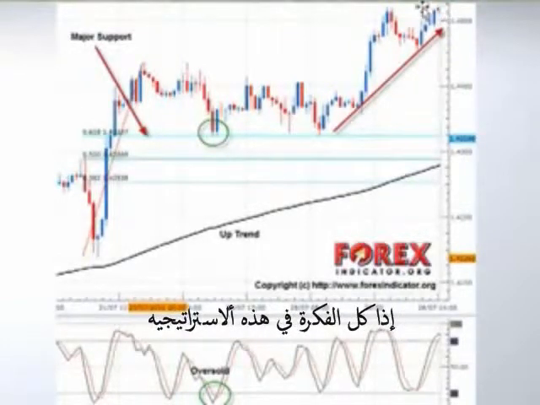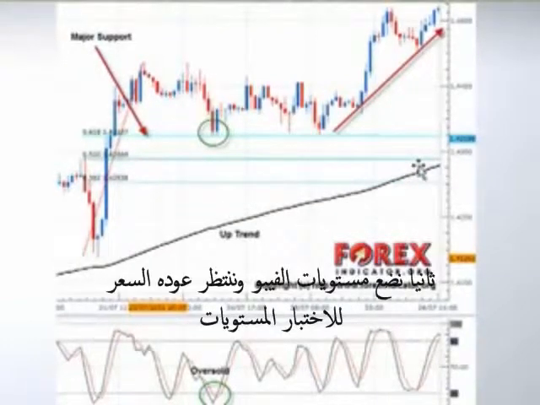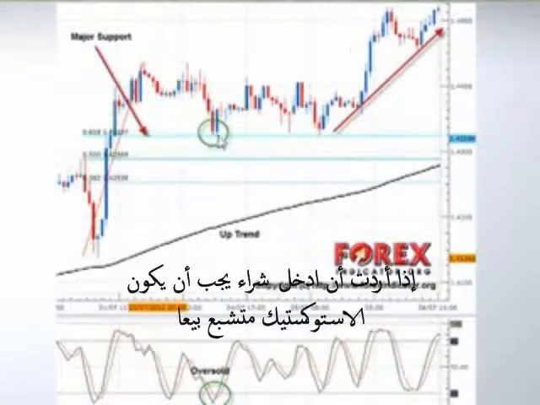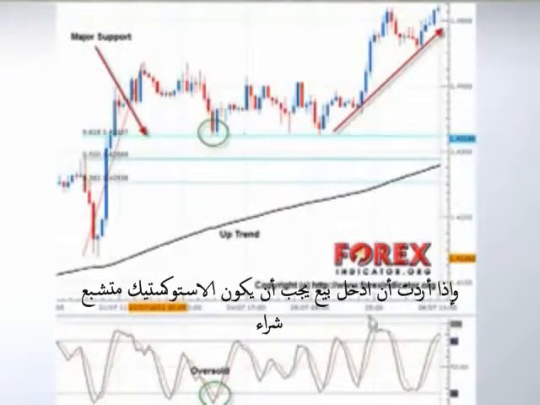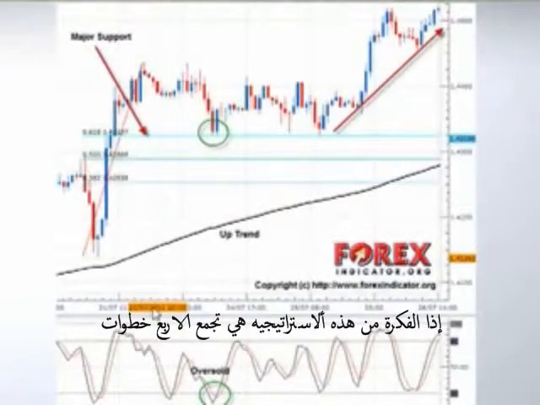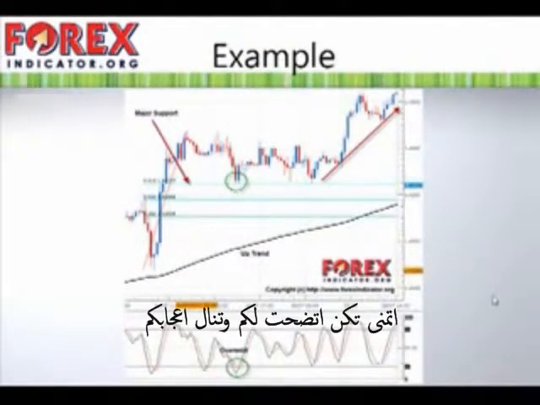Basically the whole idea of this strategy is, first, you need to know the trend of the market. Second, plot a Fibonacci level and wait for the price to come back to test the level. Third, you check whether the stochastic indicator is overbought or oversold. If you are going to go long, you must wait for the stochastic indicator to go oversold. If you are going to sell, you must wait for it to go overbought. The whole idea of this strategy is combined within these 4 steps, and I hope you understand what I'm trying to tell you in this strategy.